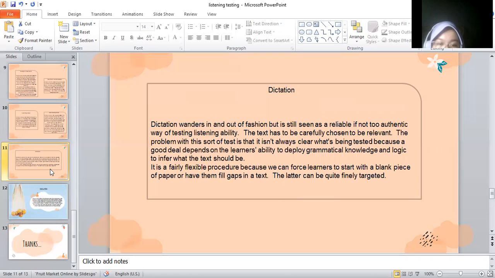It is a fairly flexible procedure because we can force learners to start with a blank piece of paper or have them fill gaps in a text. The latter can be quite finely targeted.